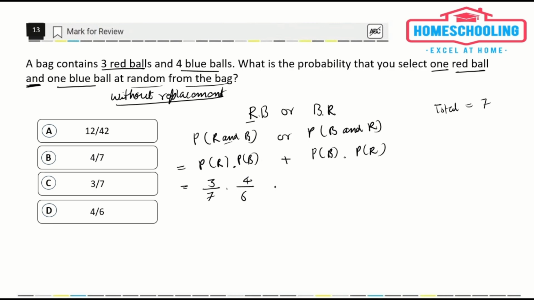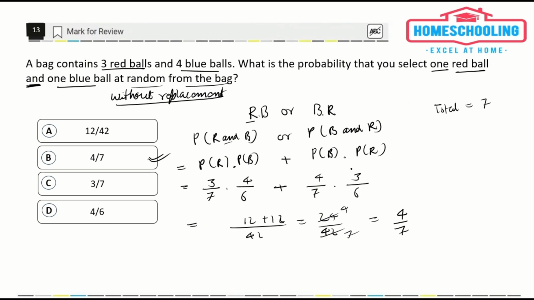Now first we have to find the probability of finding the blue ball. So total balls are 7 and blue balls are 4. After taking one blue ball out, we are left with six balls, and from those 6 balls we have to find the probability of the red balls. So red balls are 3. So 7 into 6, 42, and 12 plus 12. So 12 plus 12, 24, divided by 42. Can we further factorize it? Let me see, 6 times 4, 6 times 7. So 4 divided by 7. So option B is the correct answer.